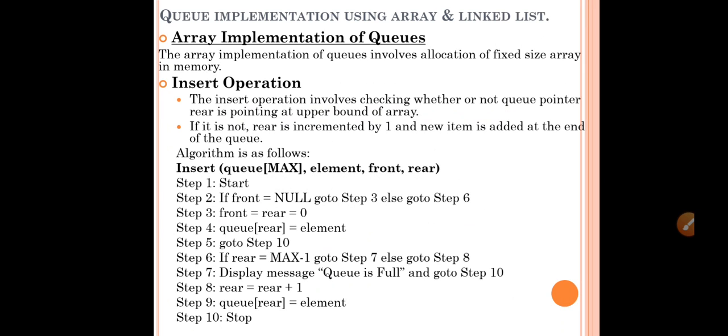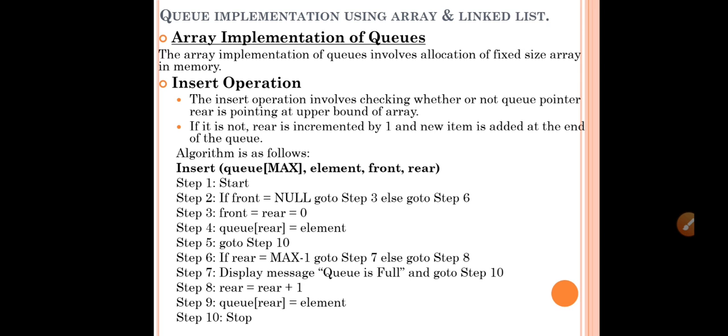Let's see the algorithm of insert. Step 1: start. Step 2: if front equal to null, go to step 3, else go to step 6. So front equal to rear equal to 0. If the queue does not exist, the front will be equal to null, or else go to step 6.